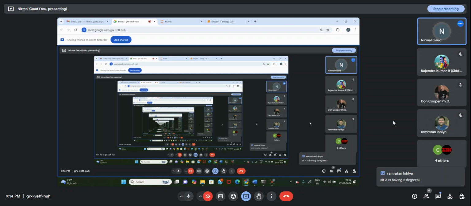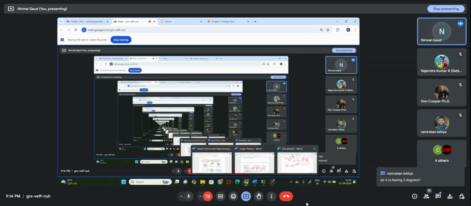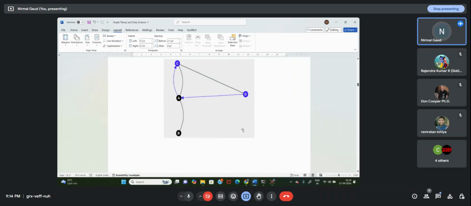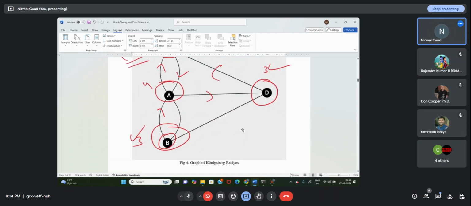Sir, A is having 5 degrees. Yeah, you can have 5 degree. Yeah, you are correct. The one in the middle is 5 degree, not 4, now it is 5. There is one more, 5. Okay, so all of them are odd. Every node is odd here.